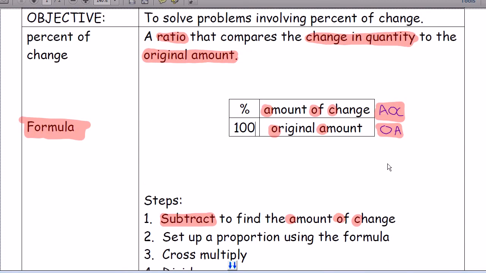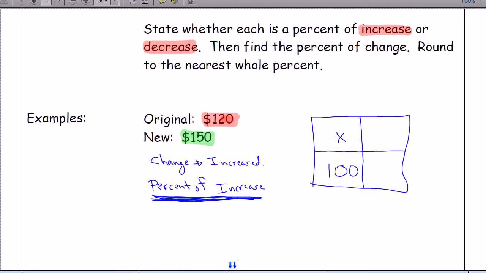If you go back to the top of your page, on the bottom we need to use the original amount. This is always going to be the OA, the original amount. So the original amount is 120. That's what I'm going to write in this box right here, 120. Now on the top, you're going to be tempted to put that 150. And if you put 150 right here, then that's going to be wrong. You have to be careful because this right here is not where you put the new price.